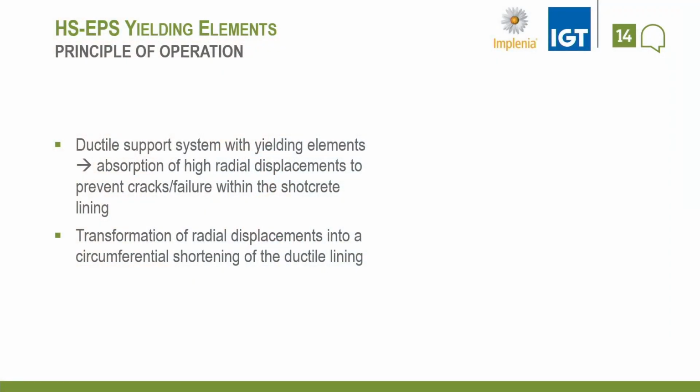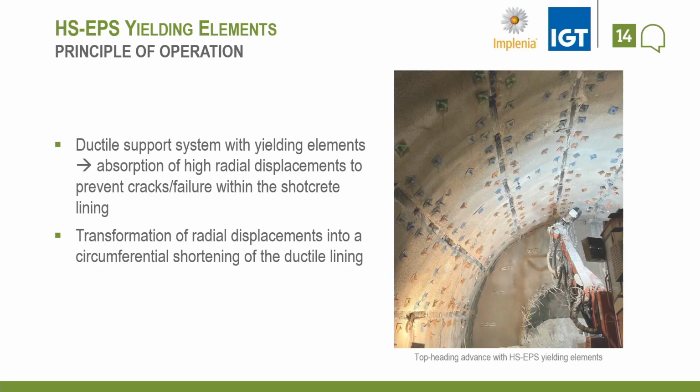Then, usually in the rock mass we have more or less radial deformations, also sometimes anisotropic, of course, in such conditions. But these deformations have to be transferred to a circumferential shortening of the lining. Means most of the strains have to be taken by the yielding elements. You can see here one example picture of a tunnel where you see several rows of yielding elements installed, a dense bolting to harmonize the displacements and the shotcrete segments.